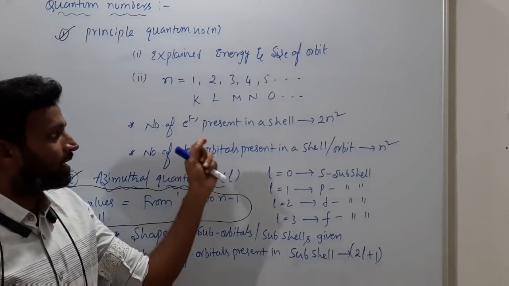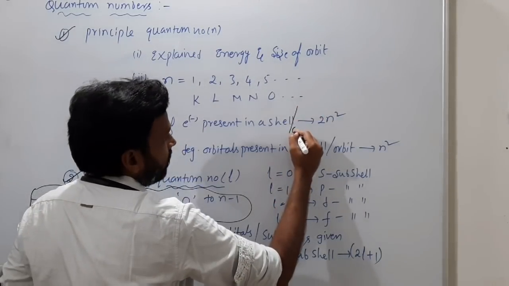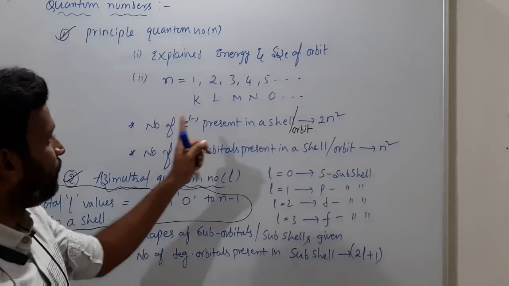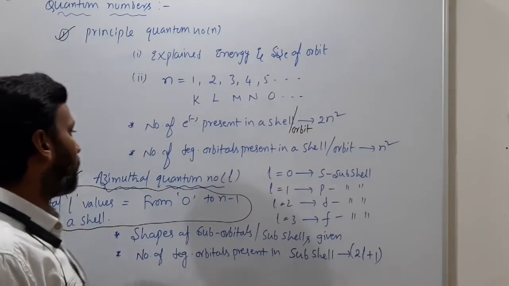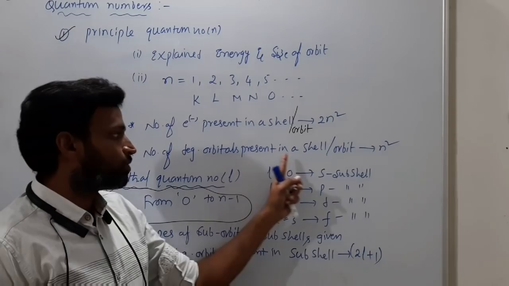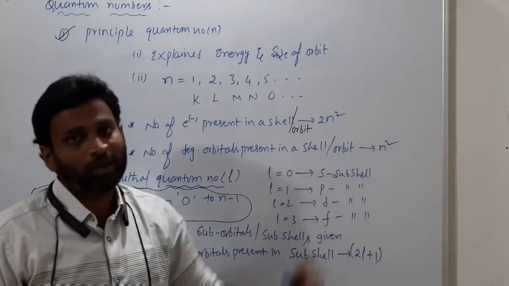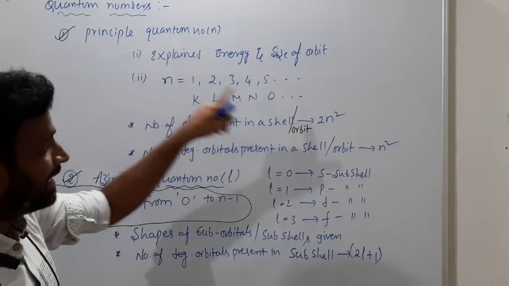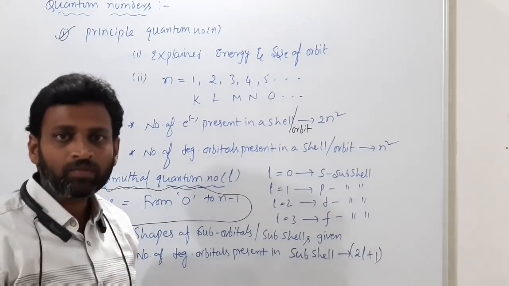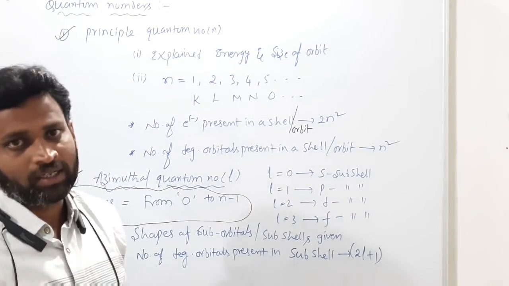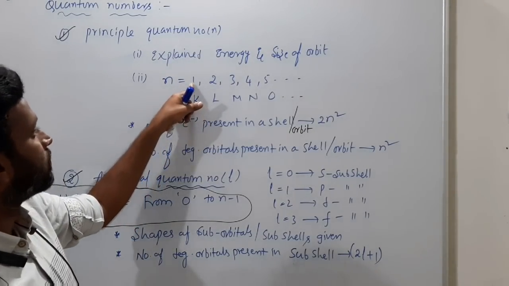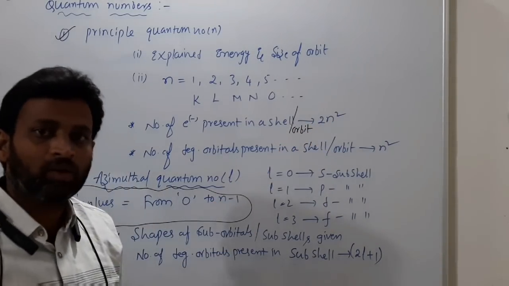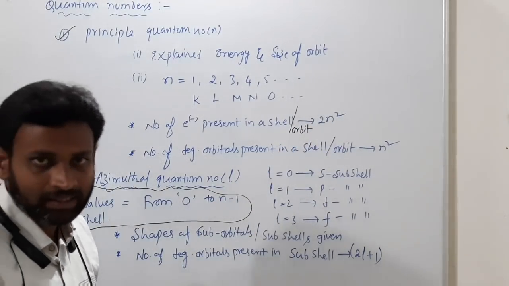The number of electrons present in a shell or orbit, both are the same actually, don't get confused, is given by the 2n square formula. The number of degenerate orbitals present in a shell is n square. Here n is the principal quantum number, the shell number. In the K shell, how many electrons are there? n is 1, so 2 into 1 square. 2 electrons are present in the K shell.